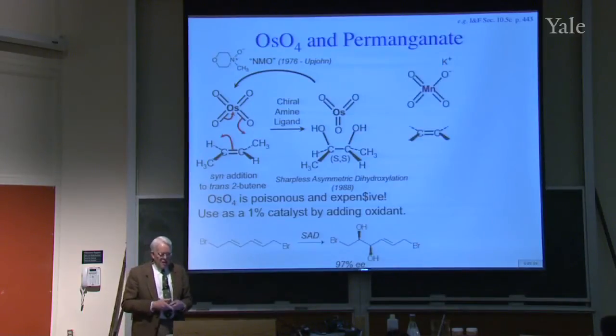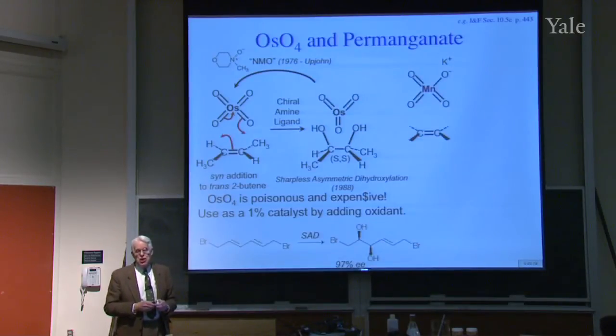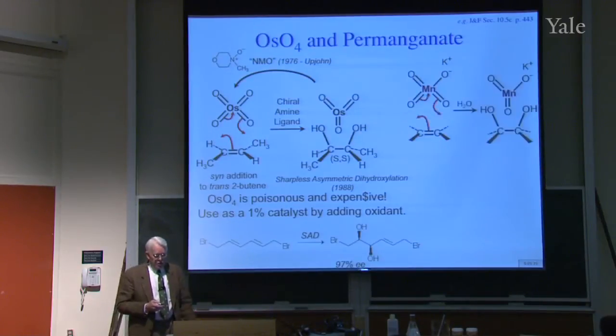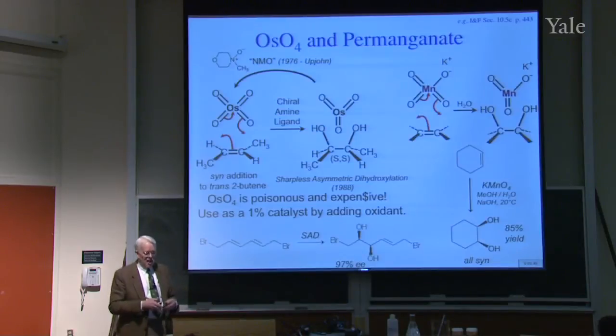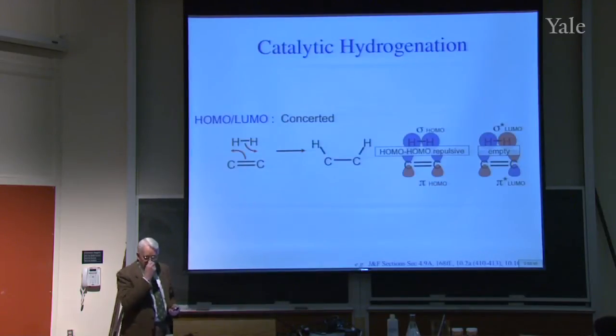Okay. Now, the permanganate is much cheaper and looks very much like osmium tetroxide, so it won't surprise you that it also can do this trick. And here you get 85% yield with cyclohexene. And again, it's a syn addition. The two OHs come in on the same face. But that's not one where there's a catalyst that'll make it give only one enantiomer. Okay. Now on to catalytic hydrogenation.